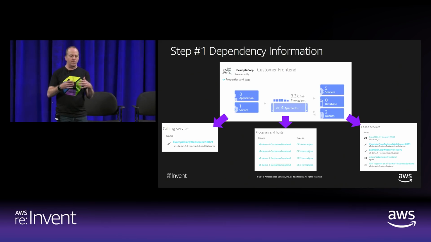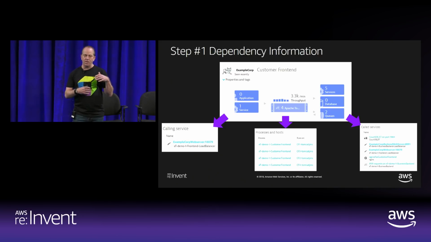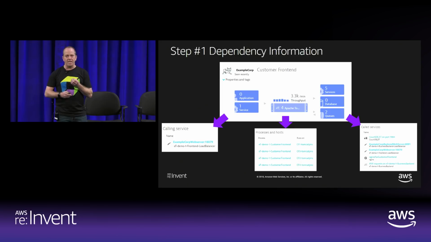So looking at a service, the monolith, this customer front end, we see the calling services that are coming in. We see all of the infrastructure that it lies on, so these 4 Tomcat instances below, as well as the host they're running on, and to the right, the dependencies that exist downstream. So being able to see all of these different components is really a key part of breaking up that monolith.